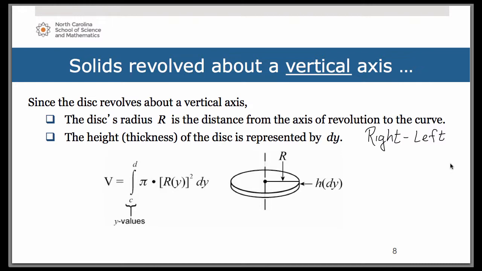Your volume then is going to be the integral from c to d. They need to be y values since this is a dy problem, of pi times that R expression you got, that quantity squared. The evaluation you'll typically simply do in your graphing calculator.